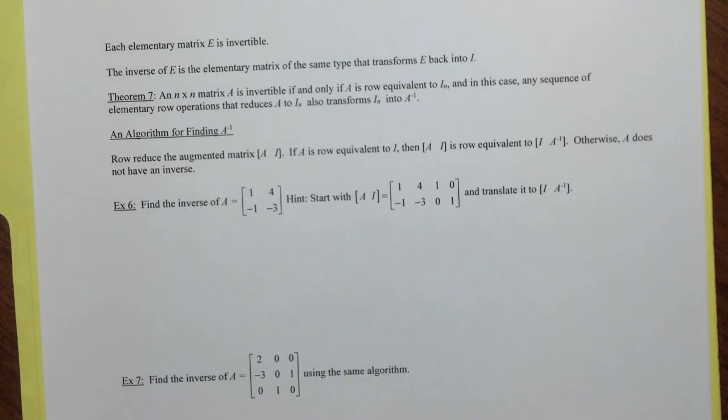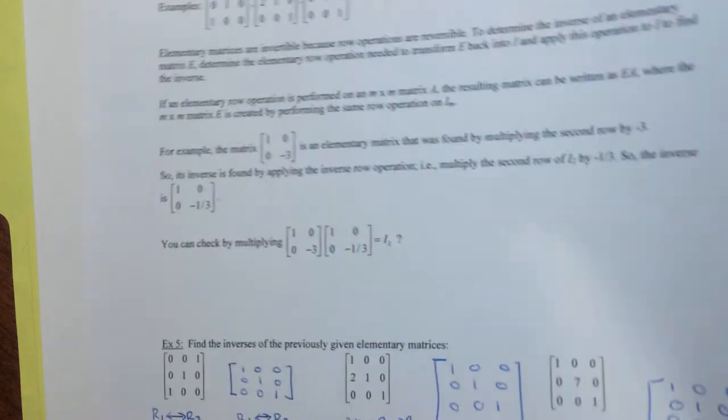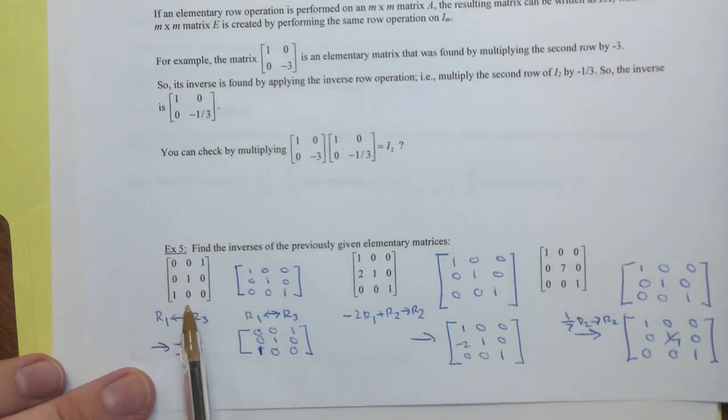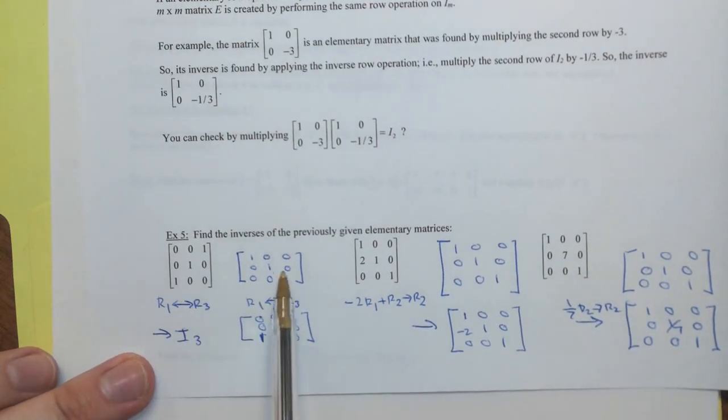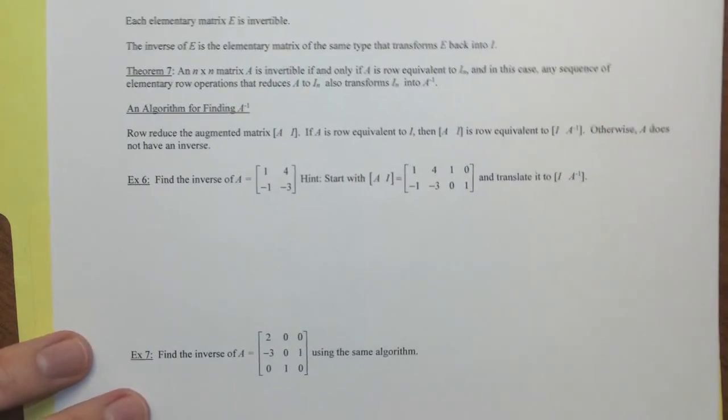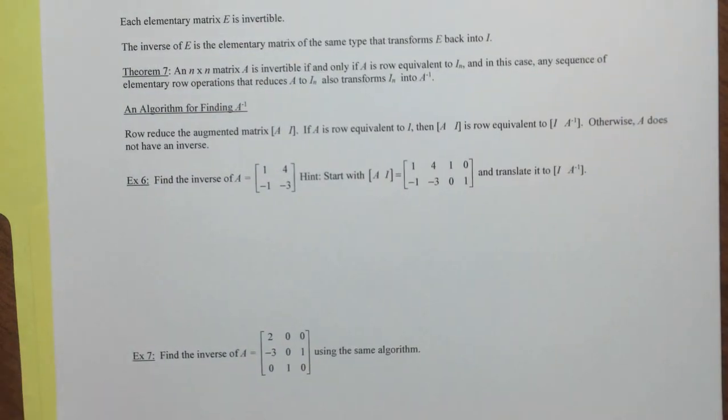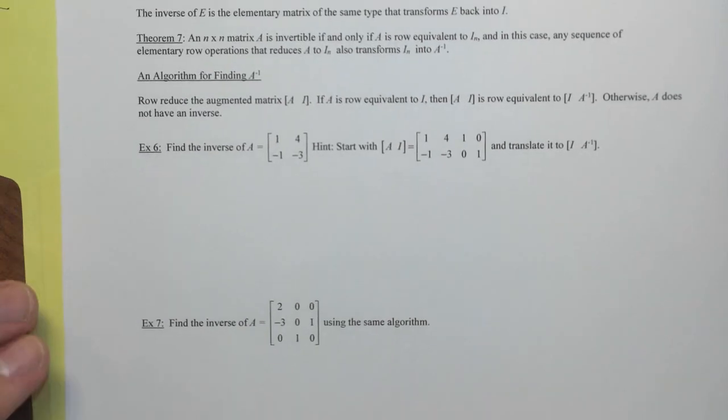This goes back to the elementary row operations we were just talking about. Whatever I do to turn this back to the identity matrix, if I start with the identity matrix and do the same thing, I will produce the inverse. So this is going to give us a method for finding the inverse of a matrix. Now this first example is in your notes.